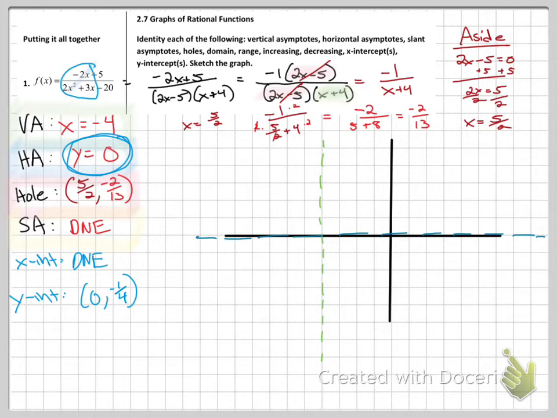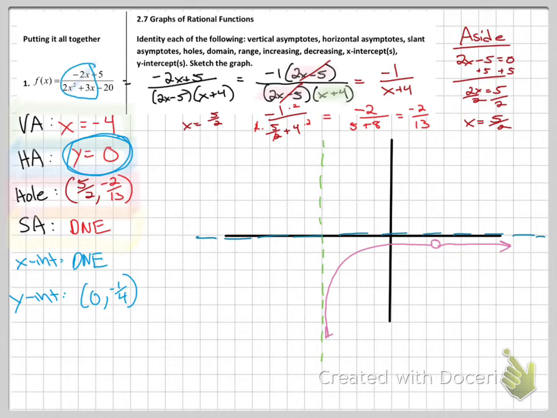That leaves me 4 sections where my graph could fall, but I have a hole, so that helps me figure out where it's going to be. 5 halves, so 2.5, -2/13. So I don't know, about here is the hole. So that means it has to be down there. So it must hug the asymptote and be in the bottom right corner. That leaves two options for the other side.